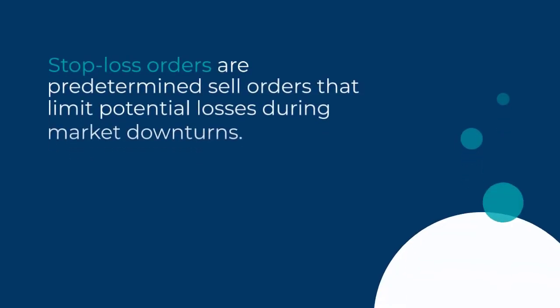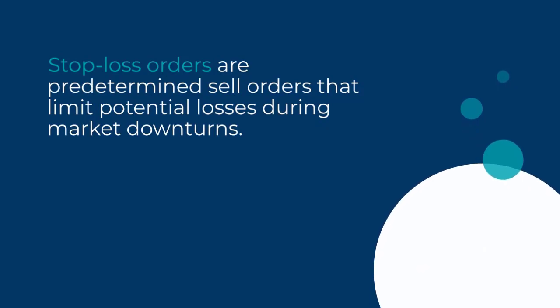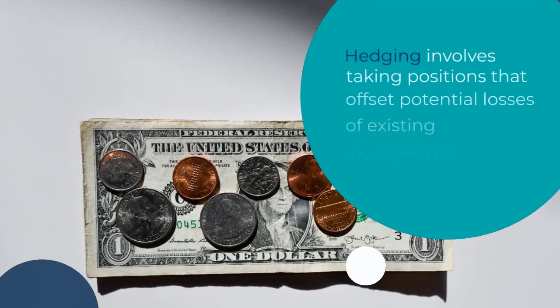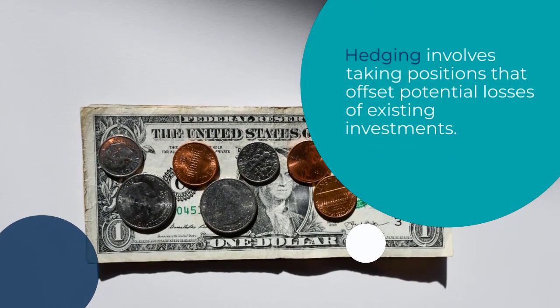Stop-loss orders are predetermined sell orders that limit potential losses during market downturns. Hedging involves taking positions that offset potential losses of existing investments.